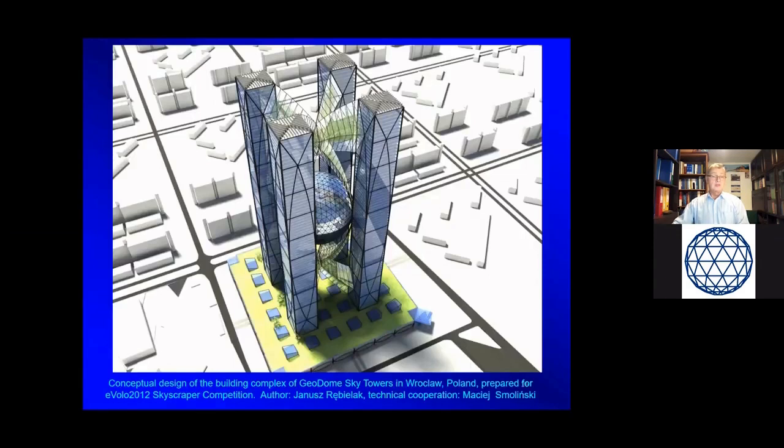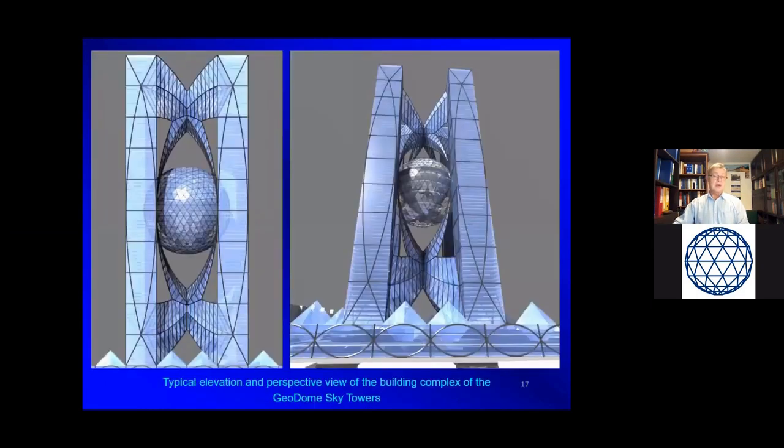I have proposed this system of foundation as a structural base in the conceptual design of a megastructure called the Geodome Sky Towers, prepared for one of the architectonic competitions. The towers are around 380 meters high. The support base has the form of a square. Its edge length equals around 250 meters. The geodesic sphere has a diameter of 100 meters.